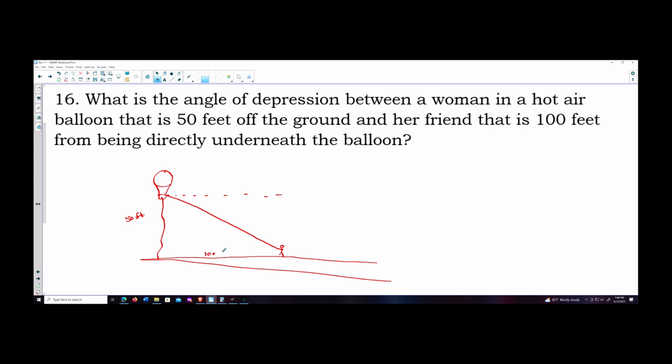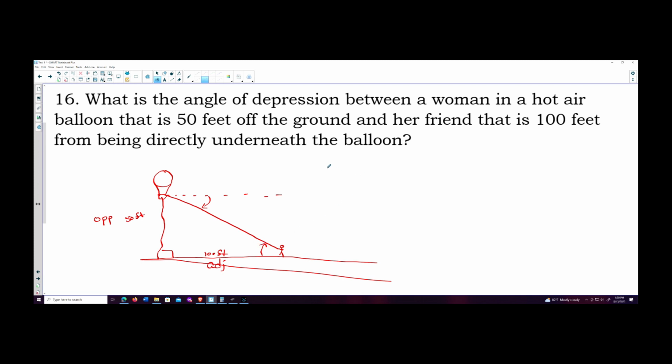That's 100 feet from being directly underneath, and here is the angle of depression. That's the angle of depression when you're looking from the balloon down, from a horizontal line. Now that would be the same as the angle of elevation if her friend were looking up at her. So I'm going to use this one down here, which is the angle of elevation, and it's the same because of alternate interior angles. Here's my 90-degree angle. That's the adjacent. And I'm looking for this angle right there.